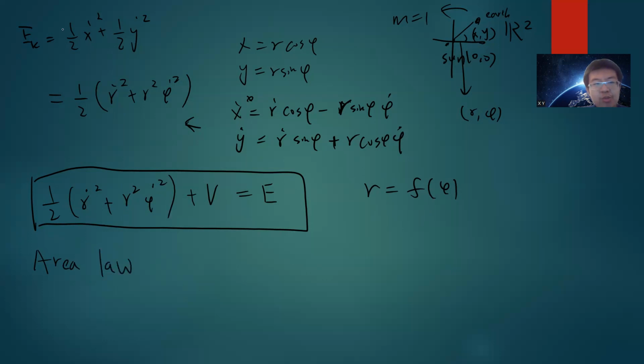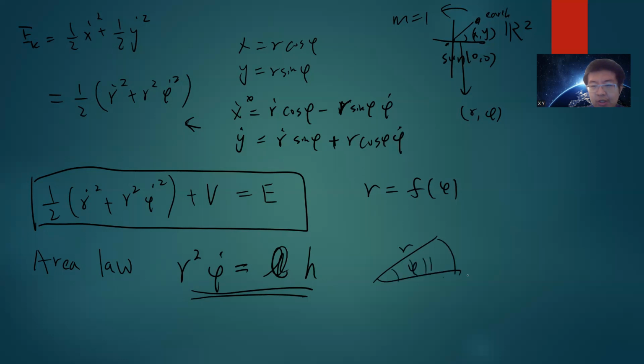Because we know that this force is central, which means that r squared phi dot is constant. Let's call this constant h. So this is the area law. Basically, this area law says the small area generated in a given time is this small infinitesimal, which is constant. So you have these two equations, and you can replace phi dot with h divided by r squared.